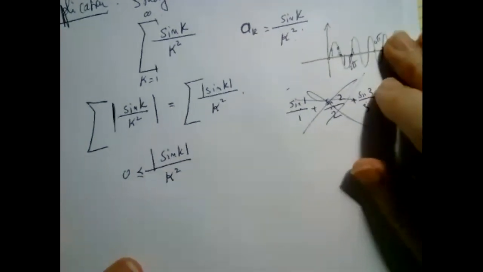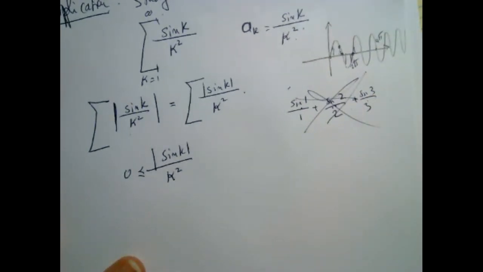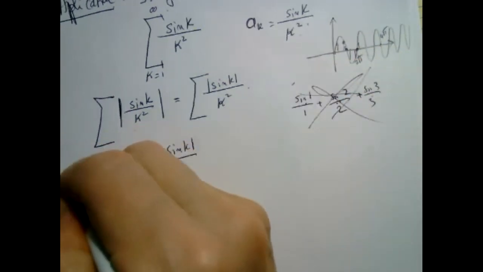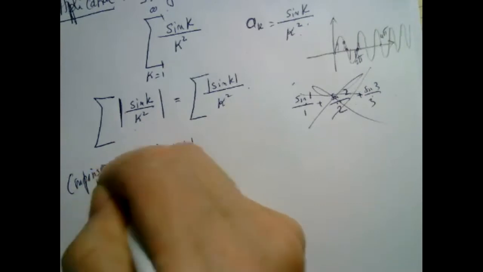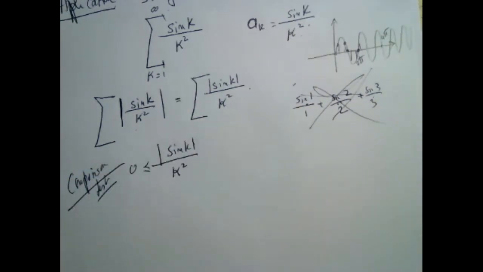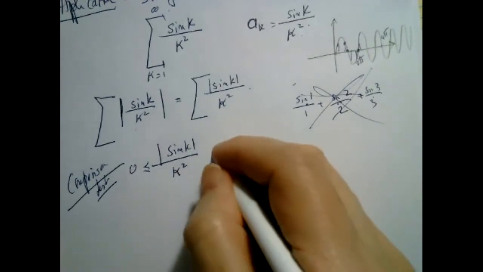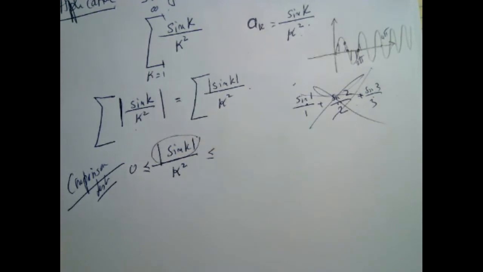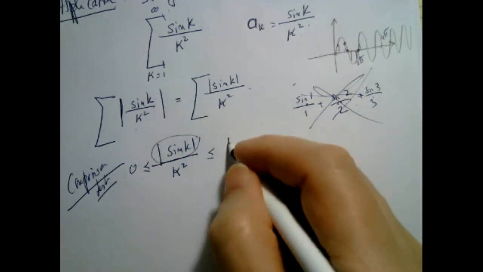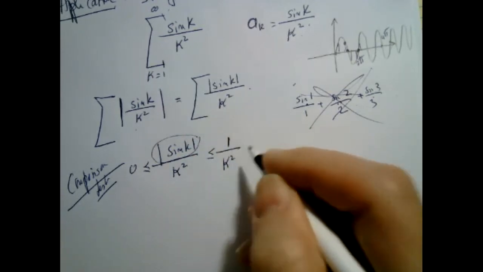Who would like to pitch in? You guys are doing fine. You're trying all the tests, and I'm trying to convince you they are not working. Can we do the comparison test? Here you are, the comparison test. Whenever there is sine or cosine, which is hard to use otherwise, you use it. That's the comparison test. Why is the comparison test the one to go with? The only thing I can control sine k with is by saying it's less than 1 over k squared.